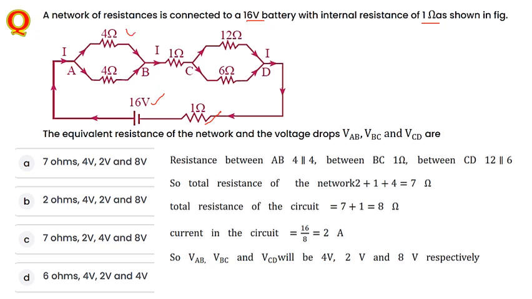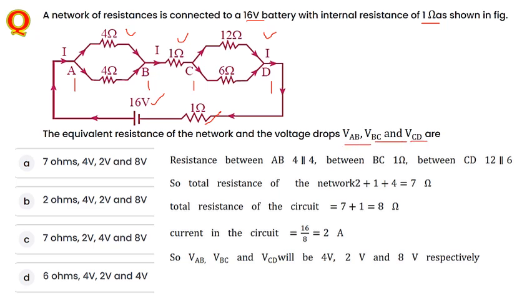This network, this one and this one and this one. For all these three, what is the equivalent resistance, and the voltage drop across AB, BC and CD. I already told you, if they are connected in series, the current will be the same. Here the current will be the same, but the potentials are different. That's what they are asking, the potential difference.